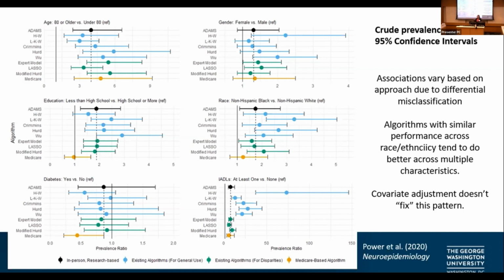I do want to say that the algorithms with similar performance across race and ethnicity tend to do better across multiple characteristics, but they are by no means foolproof, right? So if you have the ability to check the measurement properties for your particular interest, you should do that. And I also want to note, a lot of people think, oh, well, if I just adjust for all the covariates, this will fix this problem. It doesn't. If I show you this chart from the adjusted models, it looks exactly the same.